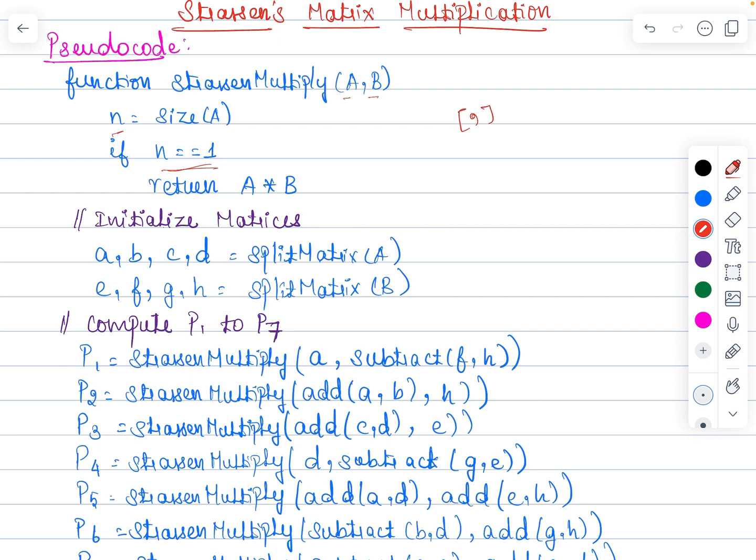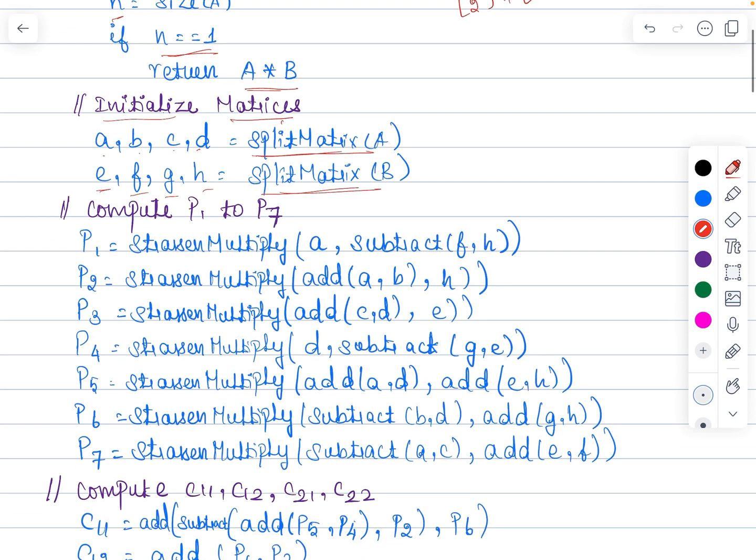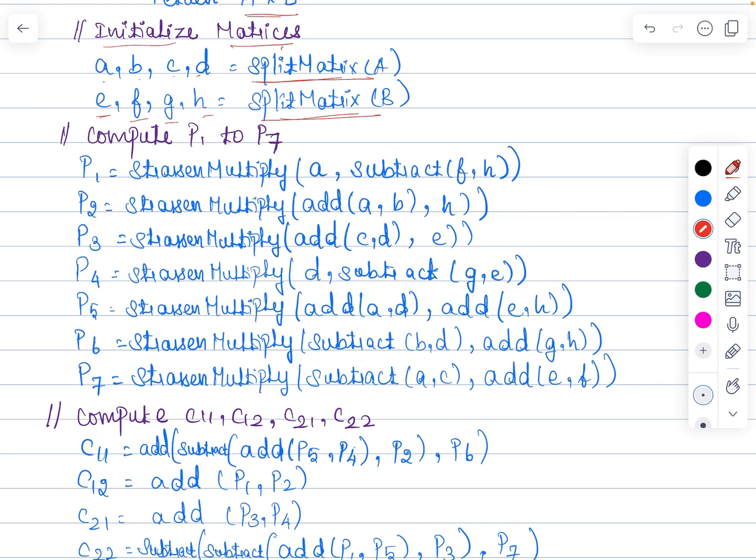If matrix A has 2 and matrix B has 3, A cross B is very easy, right? It can be directly multiplied and the resultant matrix generated. Otherwise, for larger matrices, in the A matrix we get 4 different subproblems A, B, C, D. In the B matrix again 4 different subproblems E, F, G, H. After dividing, with 8 subproblems, you are supposed to compute 7 formulas.